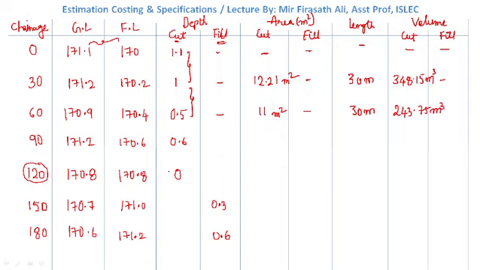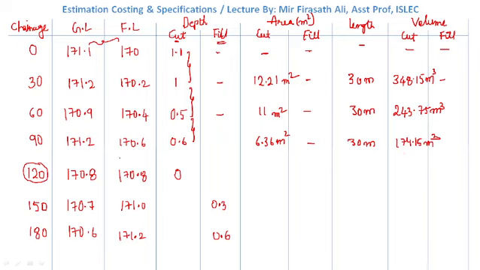Similarly, for station 90, if we take the average of 0.5 and 0.6 and substitute it into the area formula, we will get 6.36 meter square. Again, the length is 30 meters. If we multiply all this, we will get 174.15 meter cube.